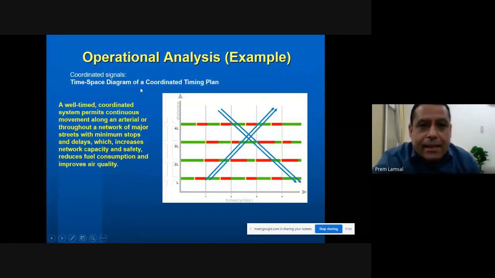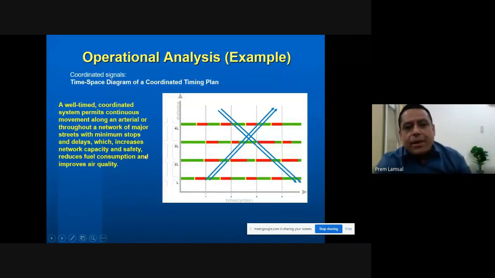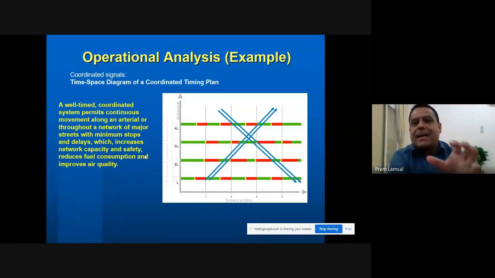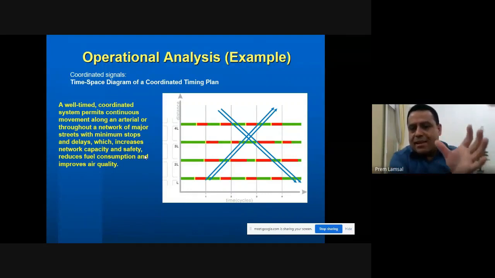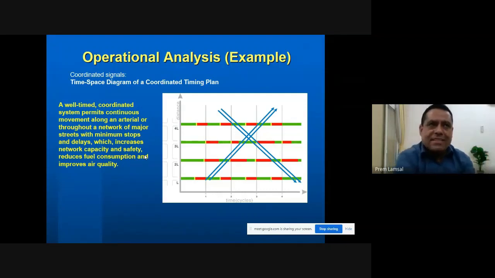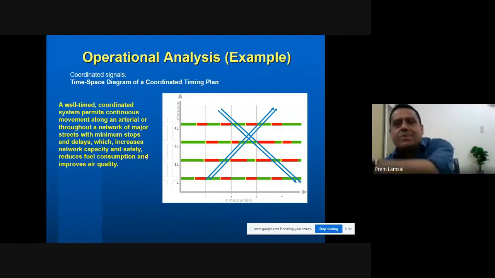And in this diagram, I am trying to show you the coordinated signals. Coordinated signals are the type of signals where one traffic signal communicates with another. For example, I'll give an example of Kathmandu. Suppose we have coordinated traffic signals in the ring road. We have a traffic signal in Chabahil, next in Sukedhara, next in Chakrapath, so we have 3.